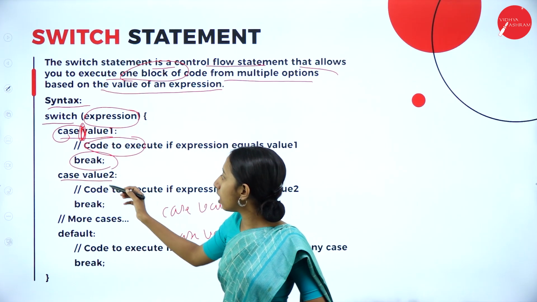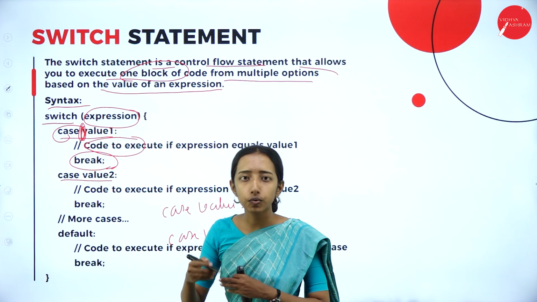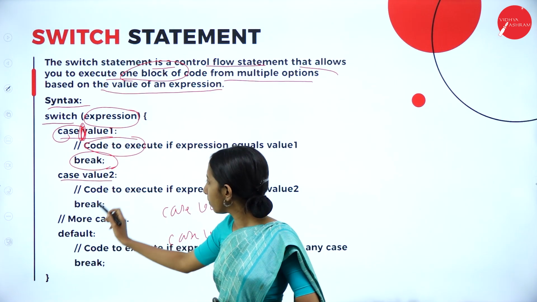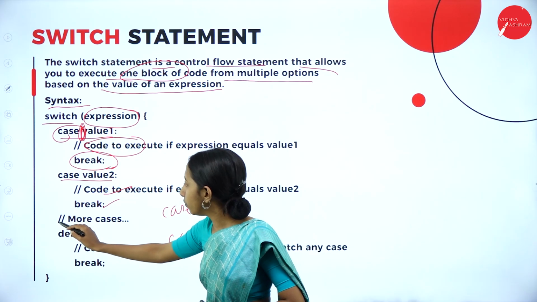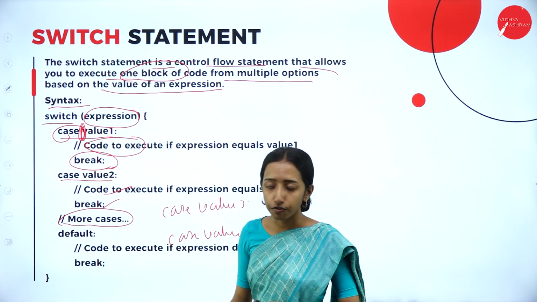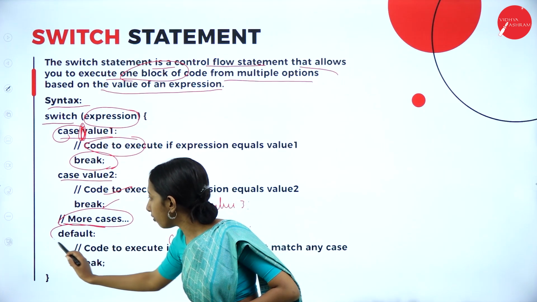So case, value 1 and a code, and we will be using a break. It is also a loop control statement which we will learn in the next classes. Case, value 2 and the code, break, and we will have more cases like case value 3, case value 4, and the last, default.